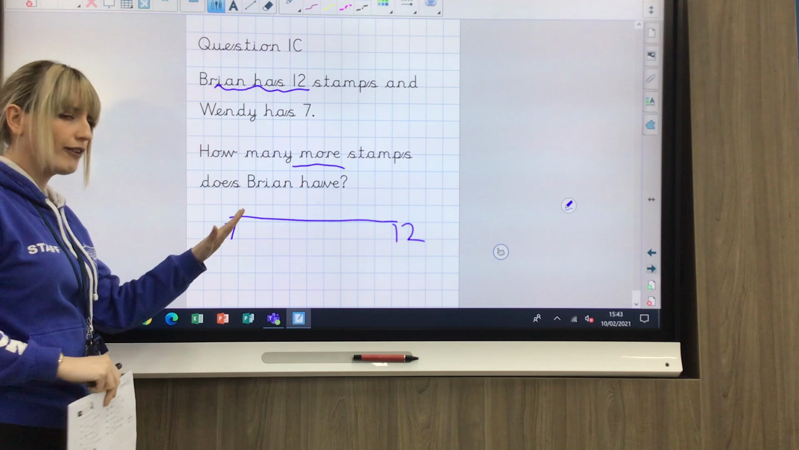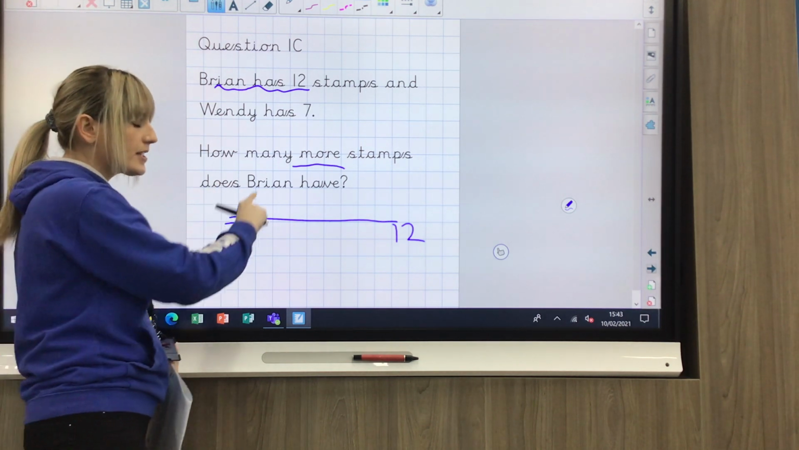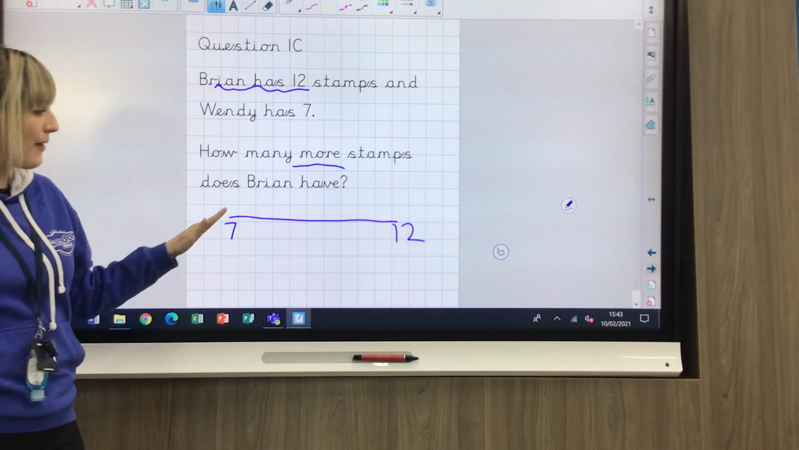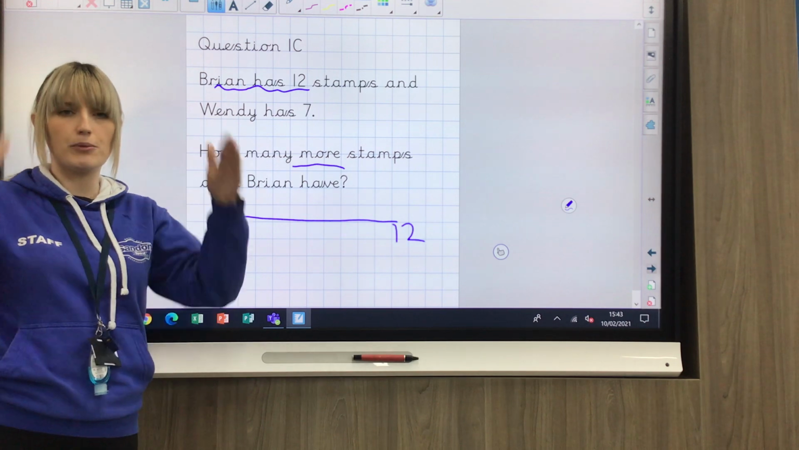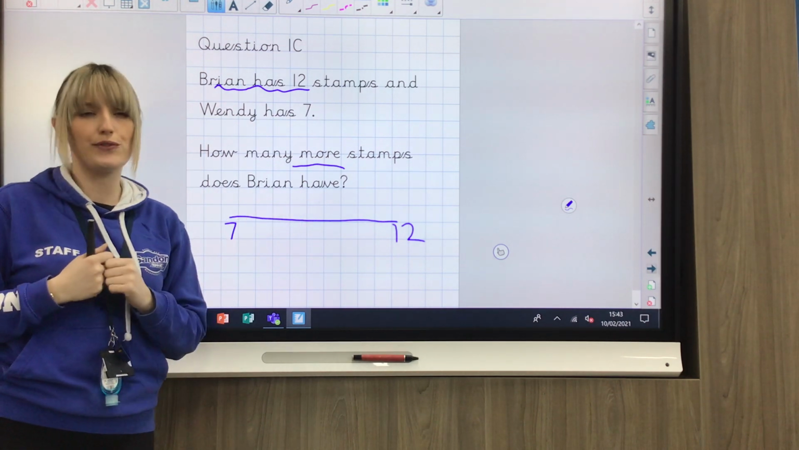So you need to start from 7 and you need to work out how many jumps it takes me to 12. So you're working out how many more he has. So we put 7 in our head and we count up until we get to 12 to find the answer.